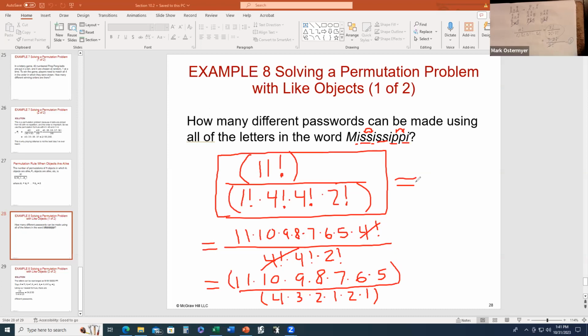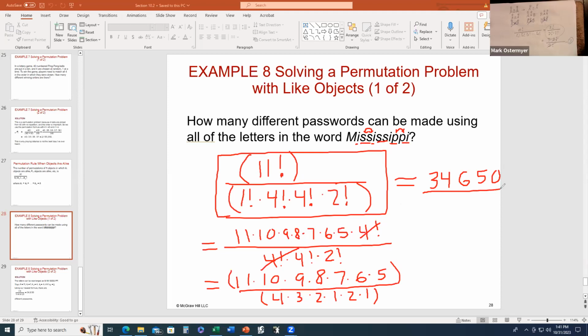All right, when I work it out on my calculator here, I'm getting 34,650 unique words that we can form from the word Mississippi. They're unique words. They're all different. They're not the same. No repeats, no redundancy.